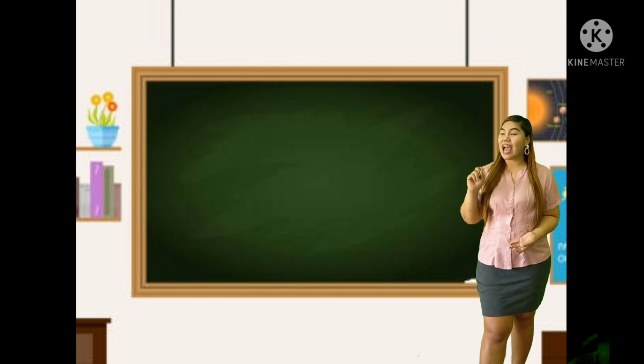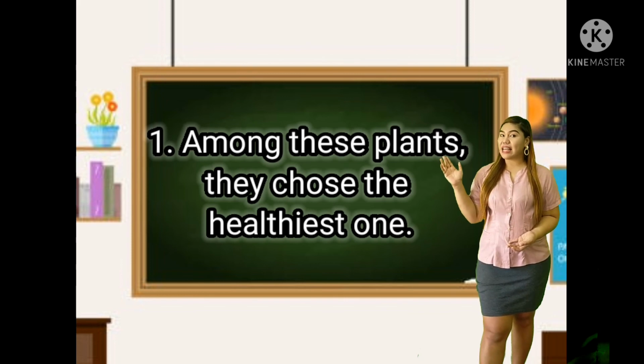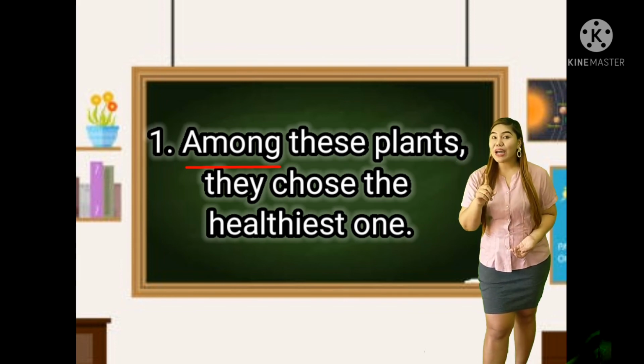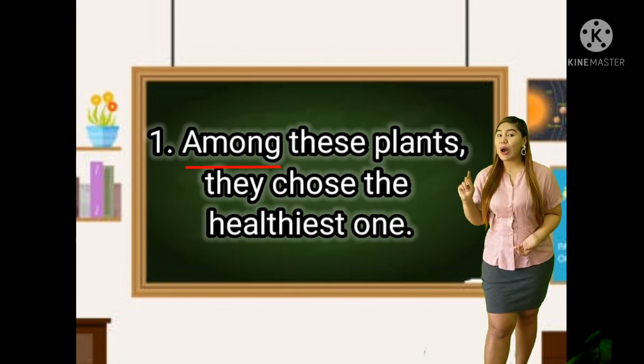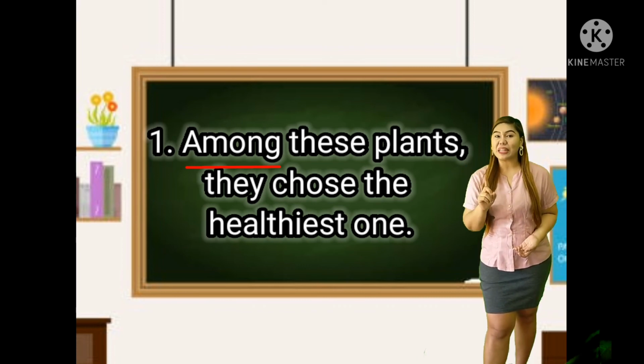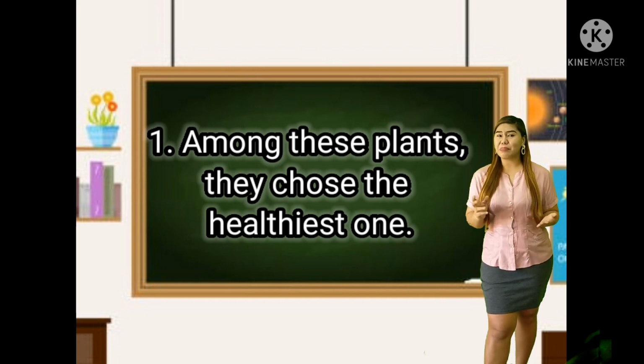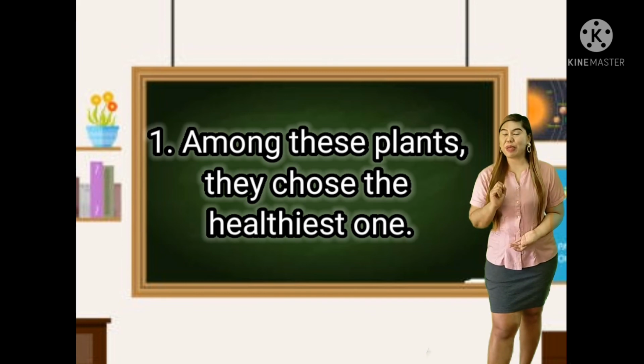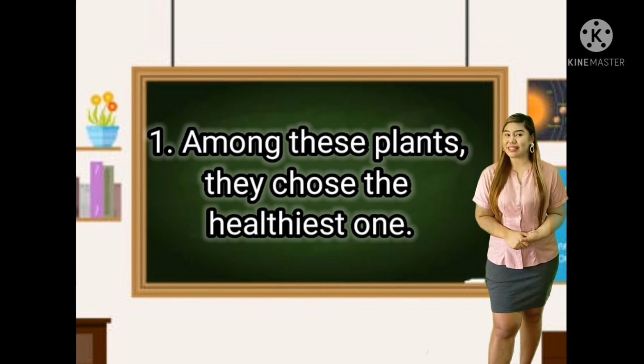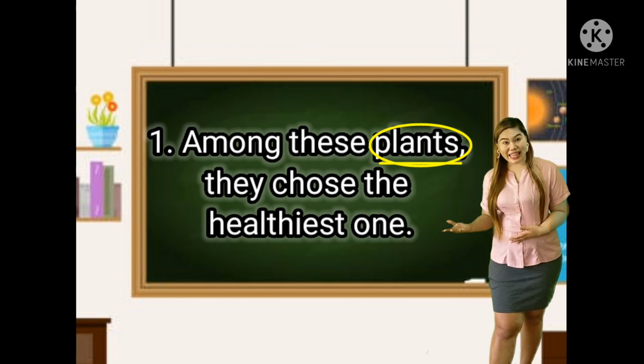Number 1. Among these plants, they chose the healthiest one. Among is used when we talk about things that are not distinct or they are not the same or things that belong in one group. In this picture and sentence, what are those things that belong to one group in the sentence? Alright, the answer is plants.